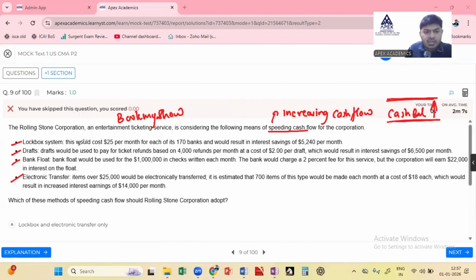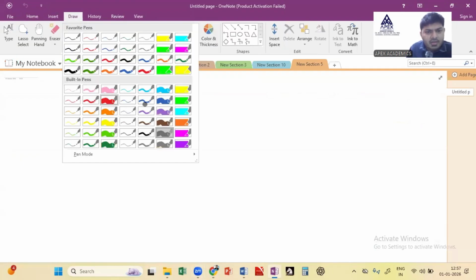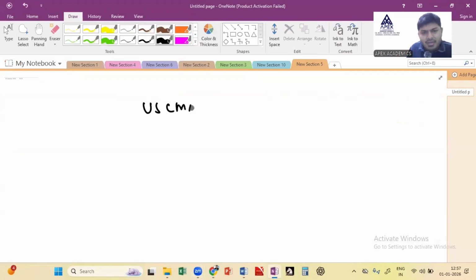Okay. Lockbox system. This costs $25 per month for each of its 170 banks, and it results in an interest saving of $5,240 per month. Now, please pay attention. We will not solve this on the screen. We will solve this particular question in our notebook. So, first of all, we are talking about what over here? Let's all pay attention. Let's not break our link. We are talking about the US CMA Part 2 mock test.